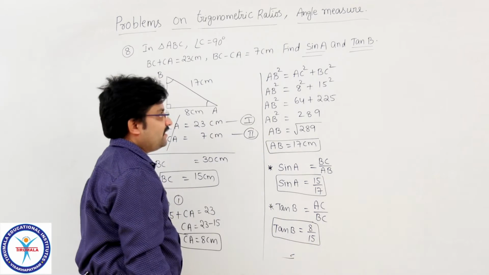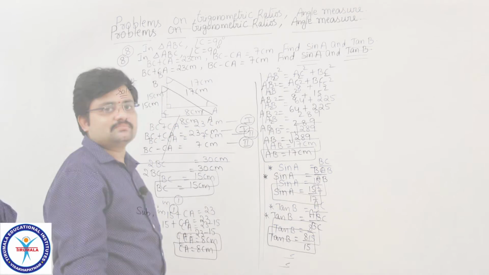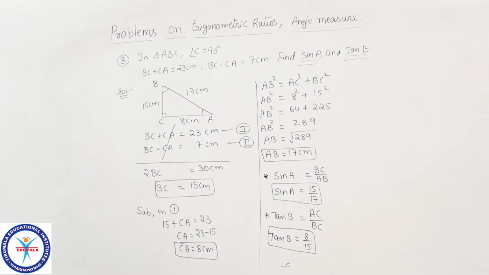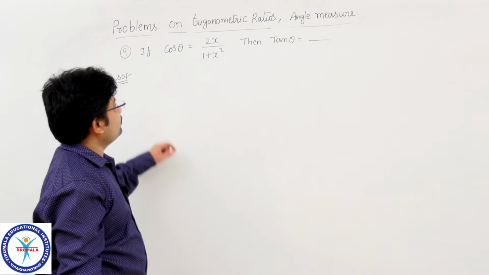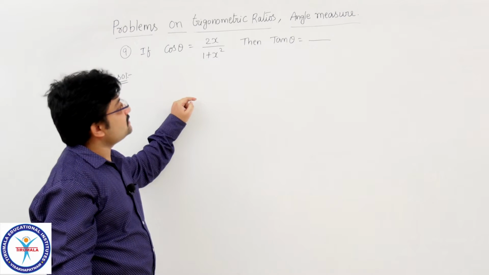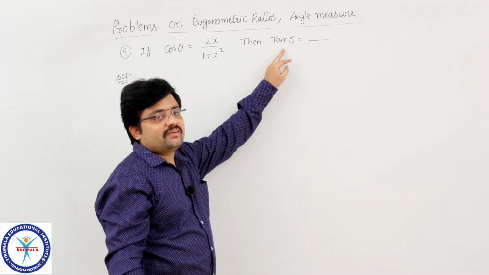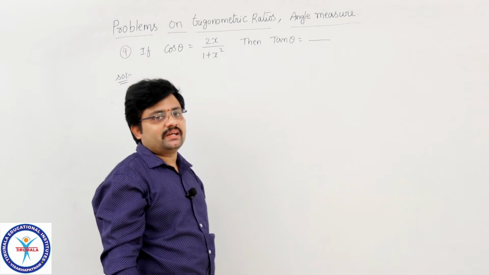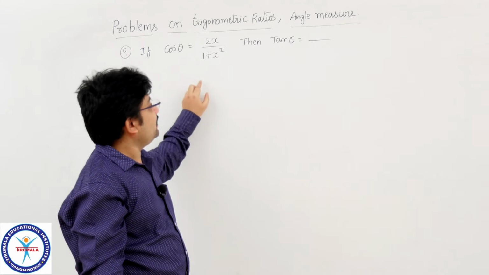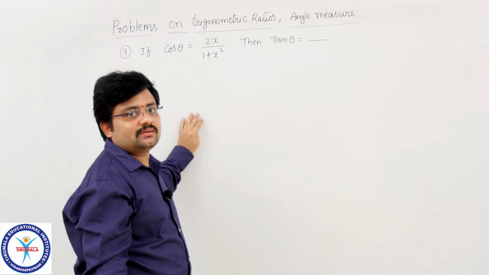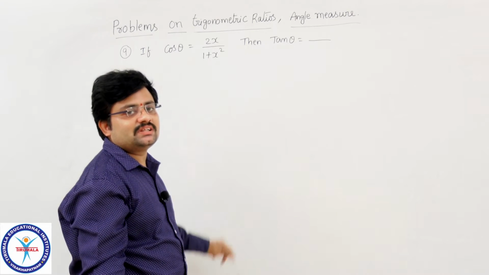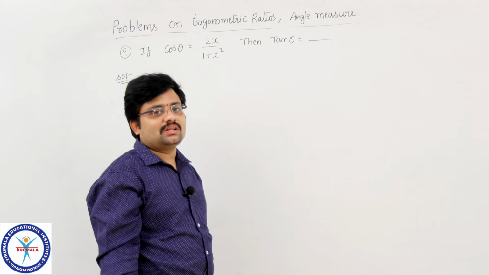So, this is the way to find out the given values. This is a very important problem. If cos theta is equal to 2x by 1 plus x square, then we need to find the value of tan theta. Okay? This can be solved by drawing a right angle triangle and solving it. We will get the value of tan theta. Without that, we can also solve it using the trigonometric identities.